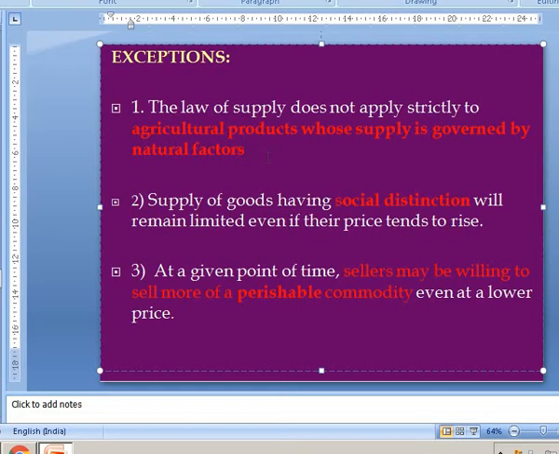Then, supply of goods having social distinction, goods which are associated with a certain kind of prestige or status. Now remember, some of these goods are of limited stock. We could say their supply is limited. For example, a painting of, let us say, Leonardo da Vinci. If you go to see, it's limited. We won't get another painting again because he's no longer there. So even if the price of the painting goes up, and this applies to artifacts and things of value and heritage, it's very limited. The price will tend to rise, but supply cannot be increased because it is limited.